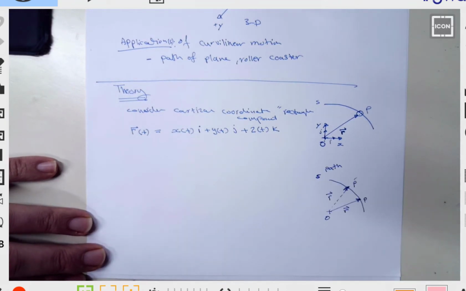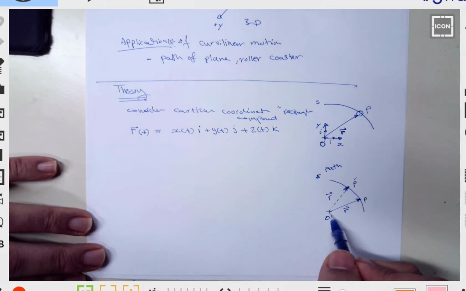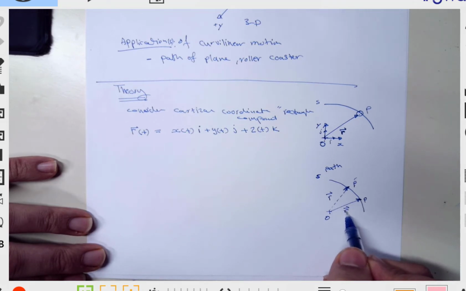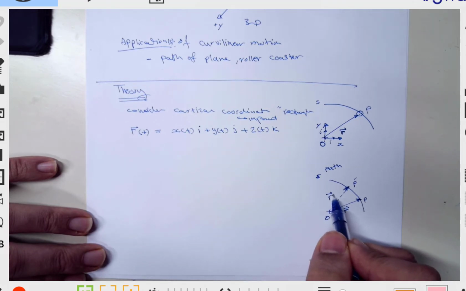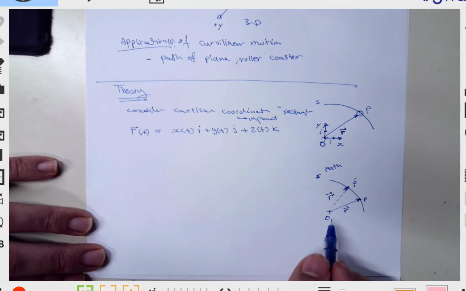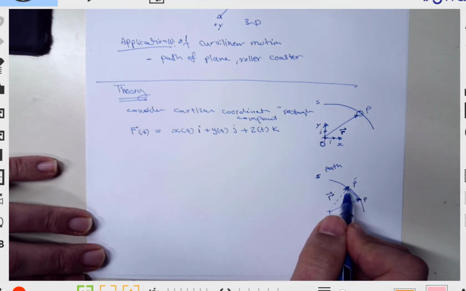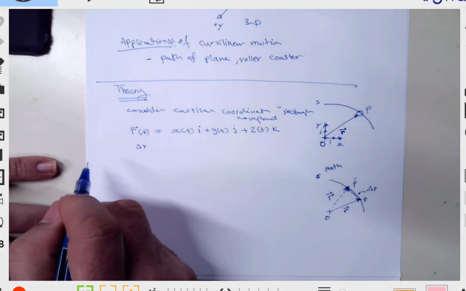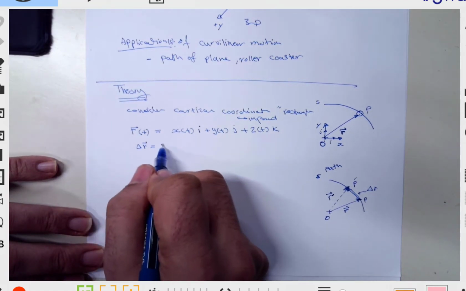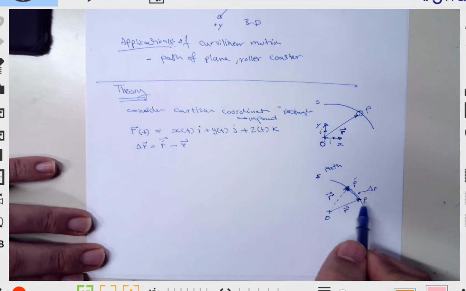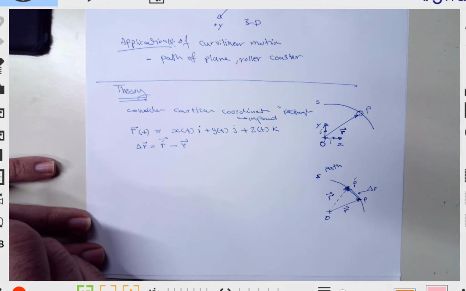Now let's say that our particle moved from a position P to P prime, where the vector r changed from r to r prime. r prime is not a derivative, just saying it moved to a new location. Okay, so the displacement delta r, which is equal to the new location as a vector minus the previous location as a vector, is indicated from P to P prime.